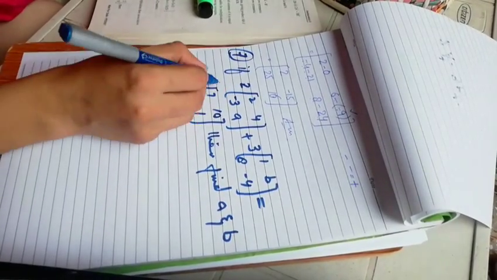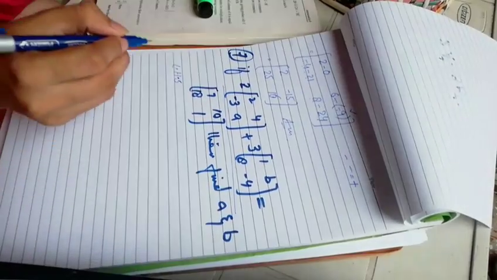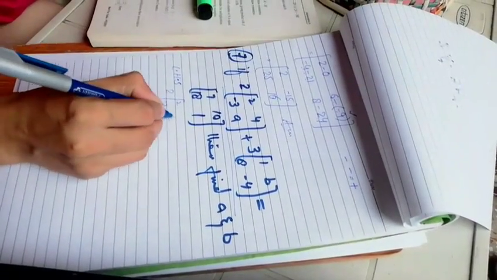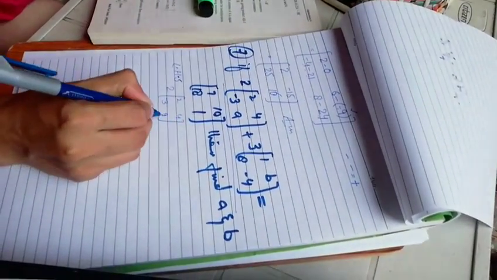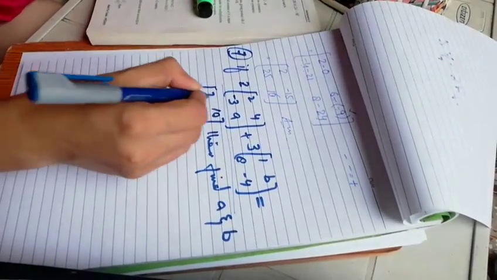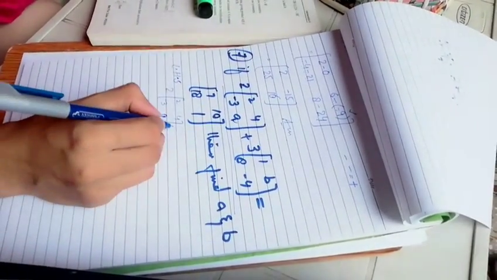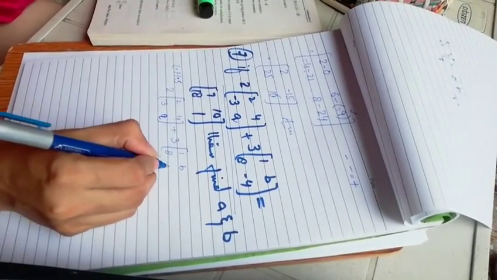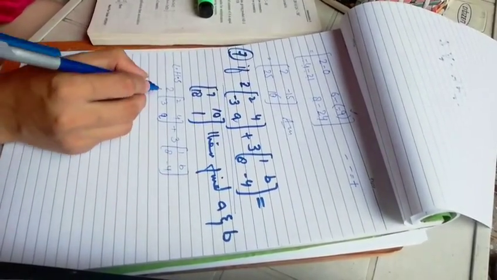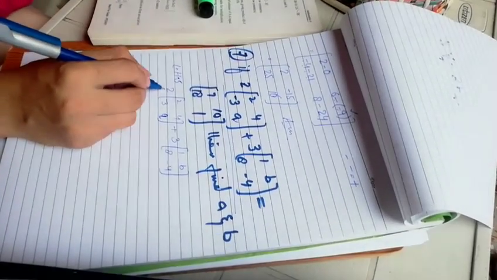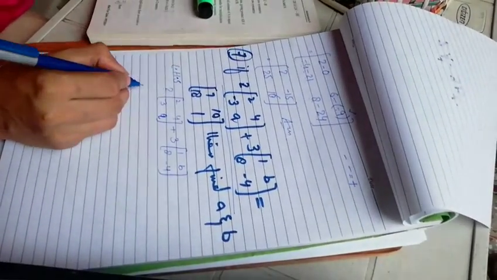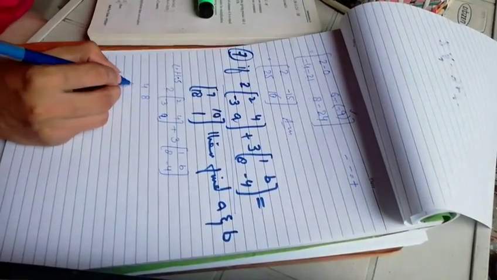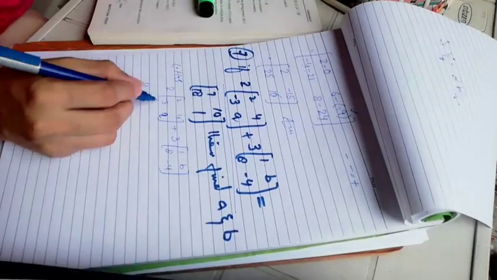Taking the left hand side, that is this portion only, that is 2 times [4 -3; 8 a], sorry, it is a, not 9. Then 3 times [1 b; 8 -4]. Now multiply the outer digit with the matrix. 2 into 2, 2 2s are 4, 2 4s are 8, 2 3s are 6, 2a.